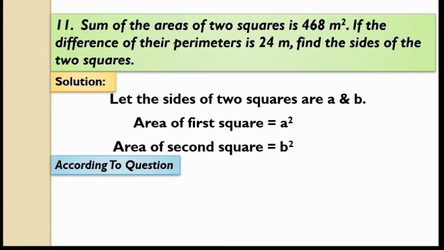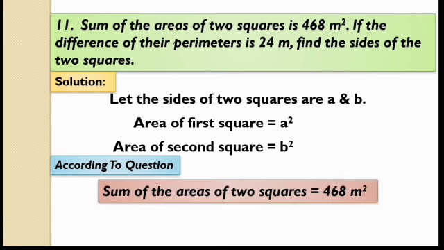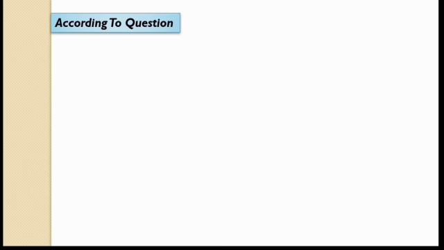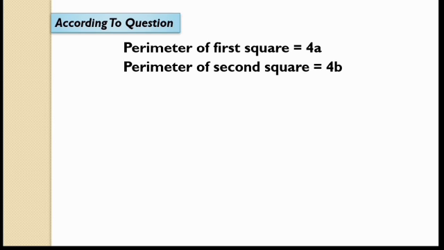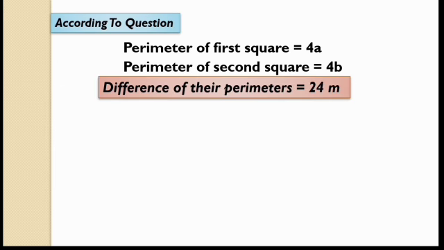Now according to the question, sum of areas is given 468 meters square. So A square plus B square equals 468. This one is our first equation. And again according to the question, perimeter of the first square will be 4A and perimeter of the second square will be 4B. And it is given that the difference of their perimeters is 24 meter. So 4A minus 4B equal 24.